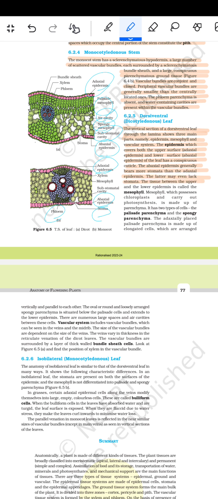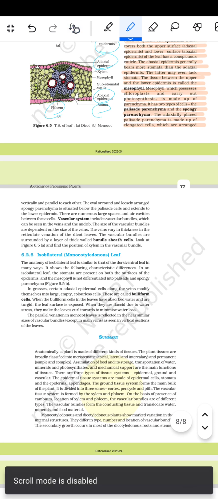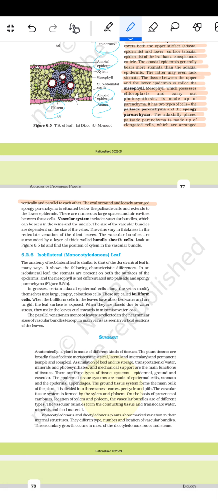The tissue between the upper and the lower epidermis is called the mesophyll. Mesophyll, which possesses chloroplast and carries out photosynthesis, is made up of the parenchyma. It has two types of cells: the palisade parenchyma and the spongy parenchyma. The adaxially placed palisade parenchyma is made of elongated cells which are arranged vertically and parallel to each other. The oval or round and loosely arranged spongy parenchyma is situated below the palisade parenchyma.